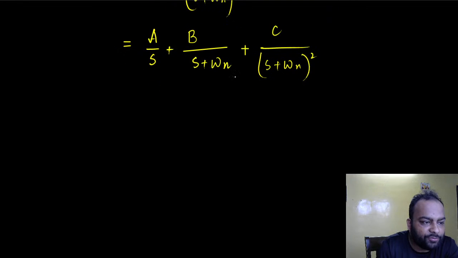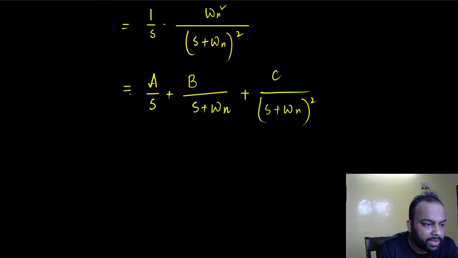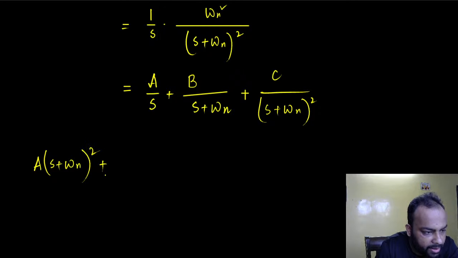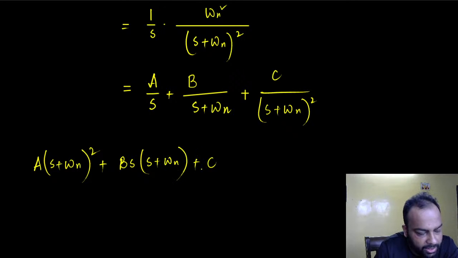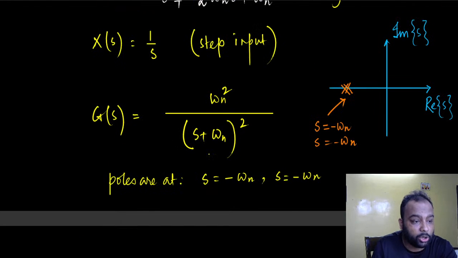Okay, so now of course I have to compare these two terms, right? In the numerator here, if I do the partial fraction addition, the numerator would be a into s plus omega n square, plus b s into s plus omega n, plus c. Yes, I'm absolutely sure this is going to be p omega n square, right?